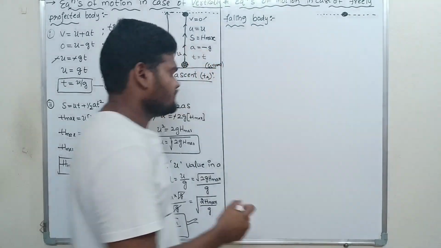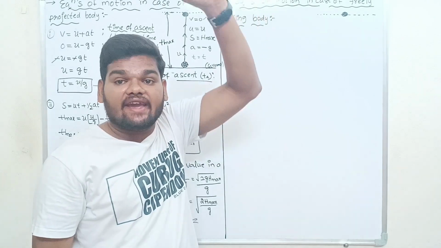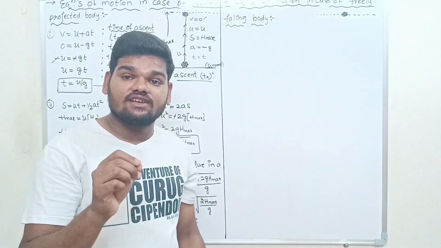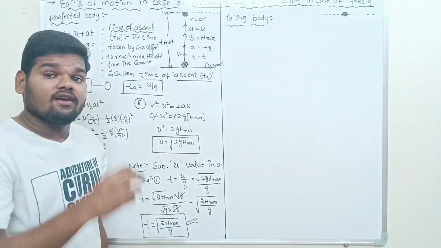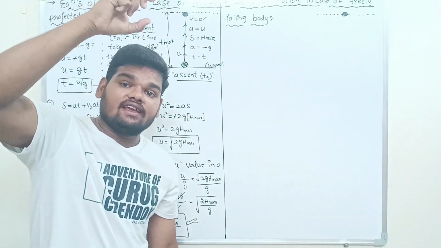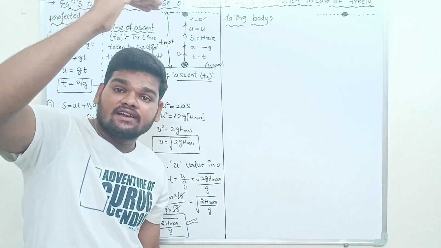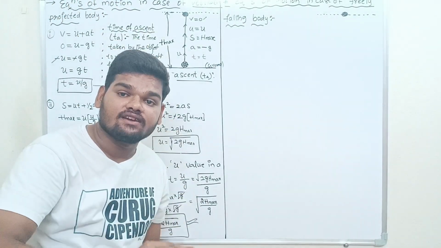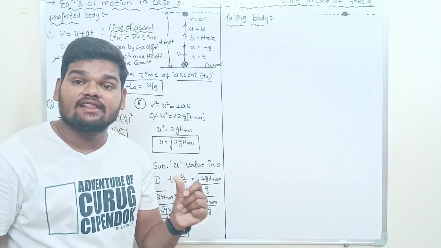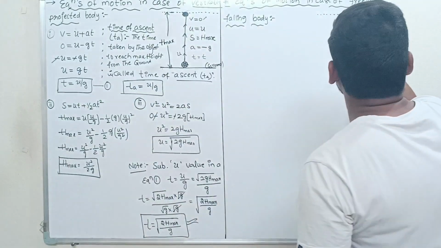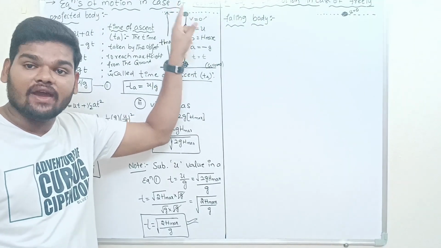Okay. So what I told you? In case of a vertically projected body, the object after reaching the maximum height has its final velocity become zero for a fraction of a second. Now after reaching the maximum height, it stops for a fraction of a second. It is clear. Now from that maximum height, again the object is moving towards the ground. At the maximum height, what is the initial velocity of the object? It is zero.